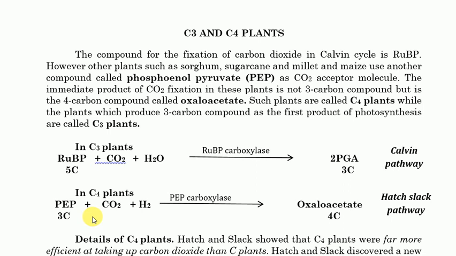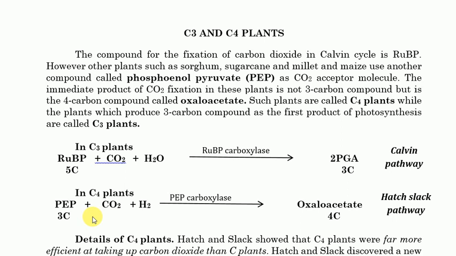Firstly, the compound for the fixation of carbon dioxide in the Calvin cycle is RuBP. However, other plants such as sorghum, sugarcane, millet, and maize use another compound called phosphoenolpyruvate, in short PEP, as the carbon dioxide acceptor molecule. And the immediate product of carbon dioxide fixation in these plants is not a 3-carbon compound, but a 4-carbon compound called oxaloacetate. Such plants are called C4 plants, while the plants which produce a 3-carbon compound as the first product of photosynthesis are called C3 plants.